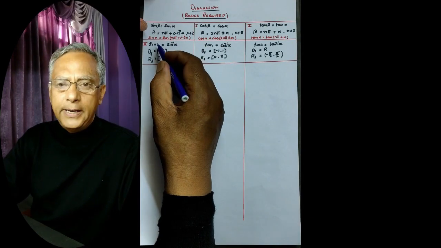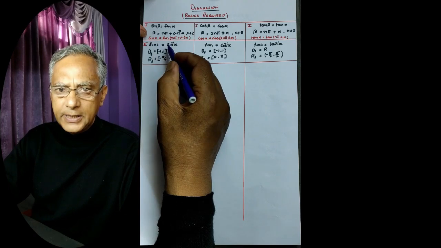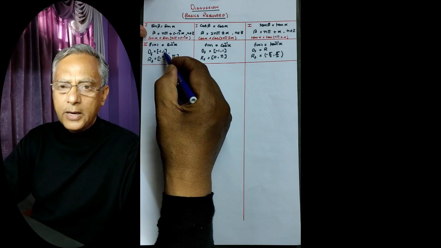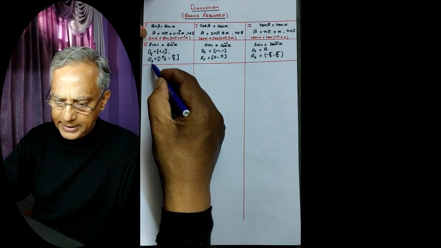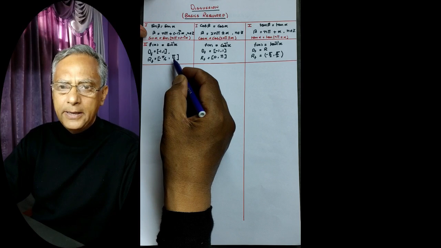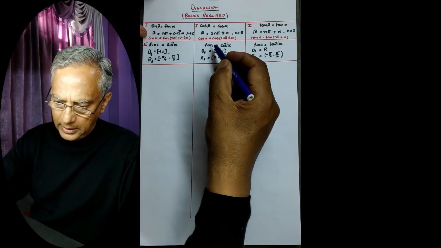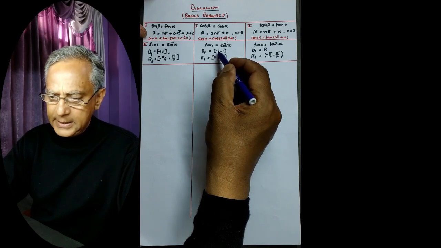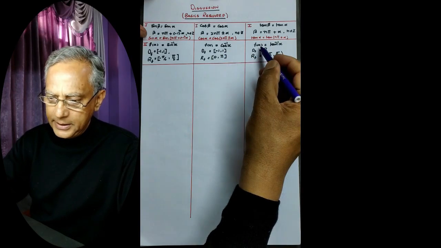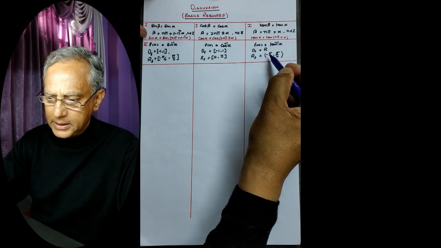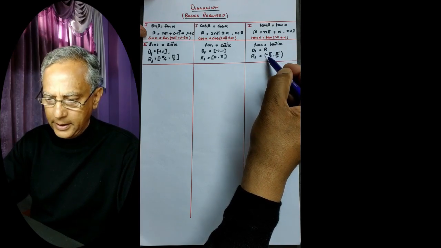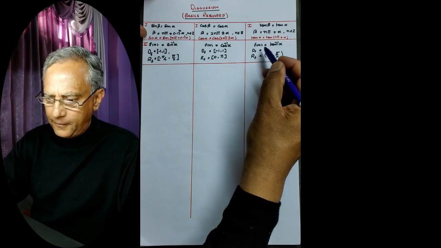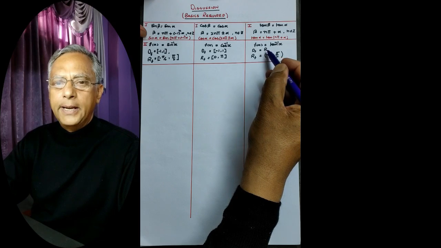And we have also studied in inverse trigonometrical functions that the domain of sine inverse x is the closed interval minus 1 to 1, and its range is minus pi by 2 to pi by 2. The range of cos inverse x is 0 to pi, and the domain is minus 1 to 1. The range of tan inverse x is the open interval minus pi by 2 to pi by 2, so both these points are excluded, and the domain of tan inverse x is the whole real line.